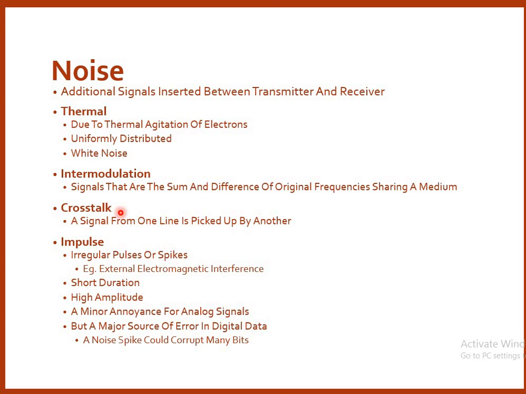Third one is crosstalk. A signal from one line being picked up by another is crosstalk. Next one is impulse noise. Impulse is nothing but an irregular pulse or a spike. This is a harsh noise which is present only for a shorter duration, and it has a high amplitude.